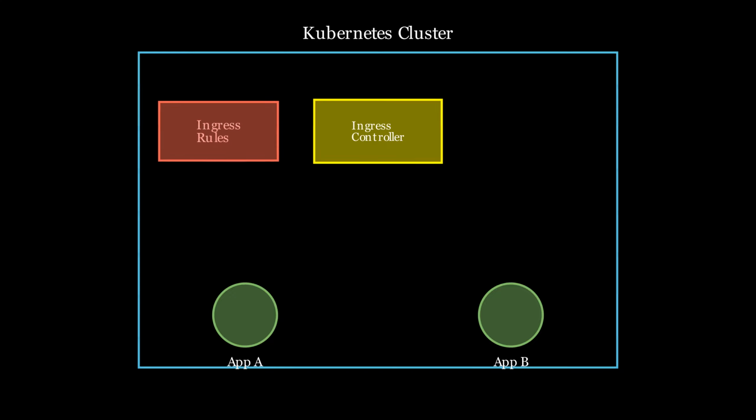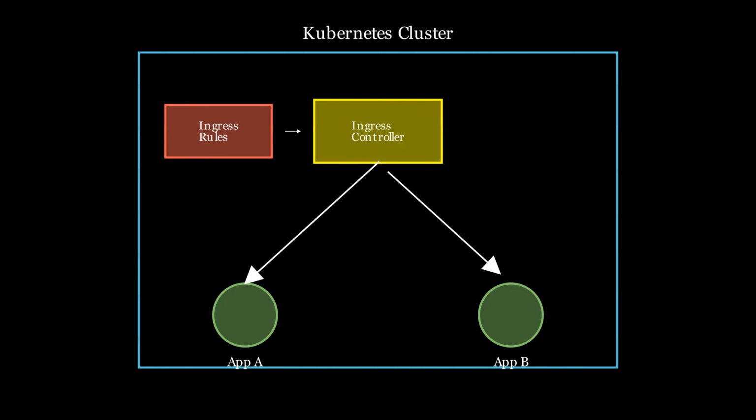To the left of the controller, we have the Ingress rules. These define how traffic should be routed, for example, which paths should go to which services. The rules are processed by the Ingress controller to determine where to send traffic. Arrows show the flow of traffic. The Ingress rules connect to the Ingress controller, which then routes traffic to App A and App B based on the defined rules.